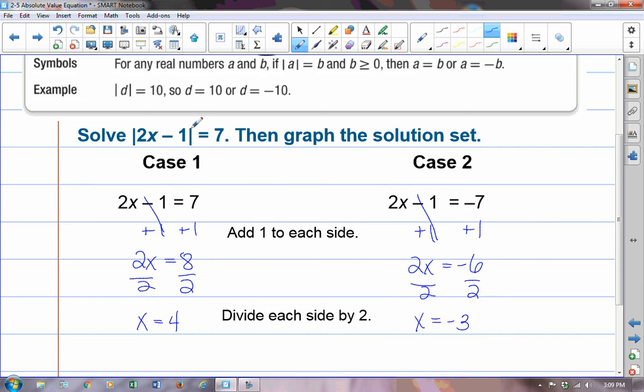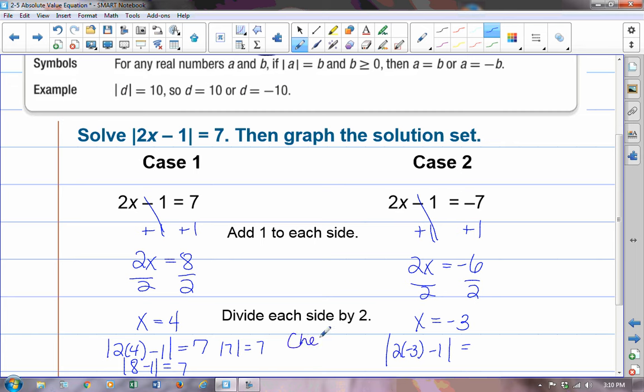If you plug those numbers into the problem to check, 2 times 4 minus 1 is equal to 7. 2 times 4 is 8, and 8 minus 1 is equal to 7. So this would be the absolute value of 7 is equal to 7. If we plug in negative 3, absolute value of 2 times negative 3 minus 1, is that equal to 7 also. You have to check with the original problem. Don't check with the case 2 value, because we put back the absolute value bars around that again. So we go to the original.